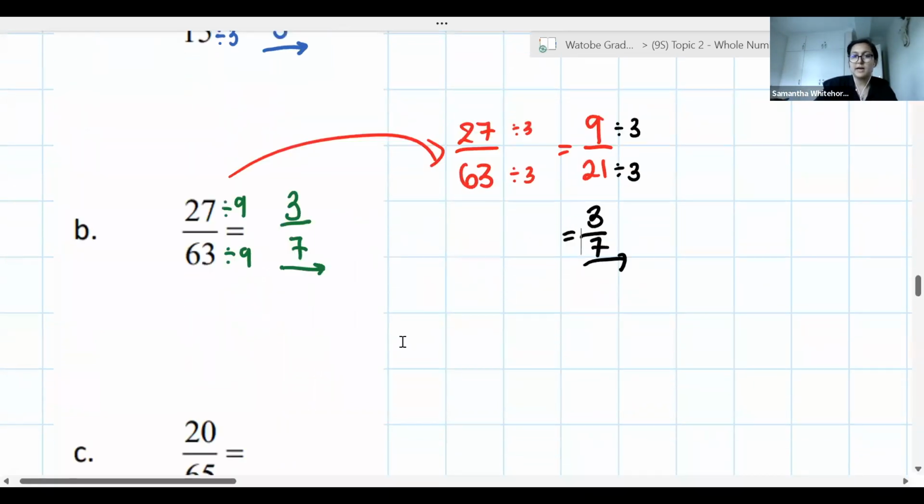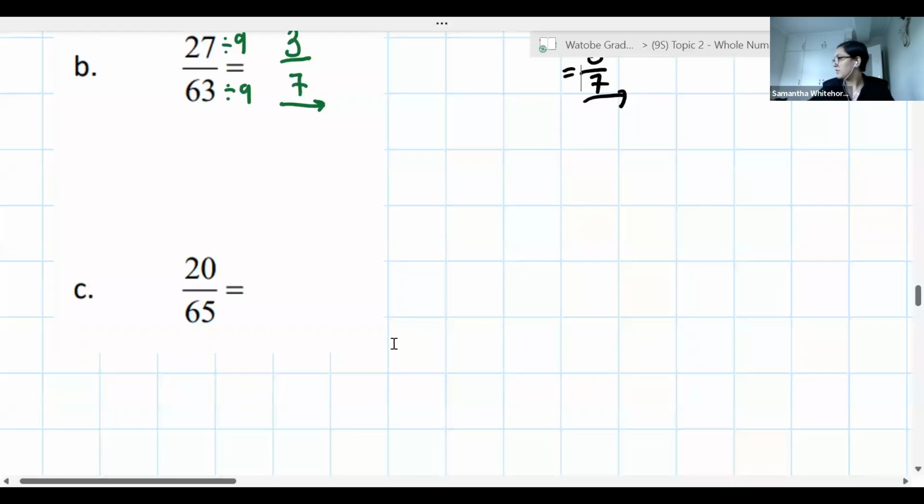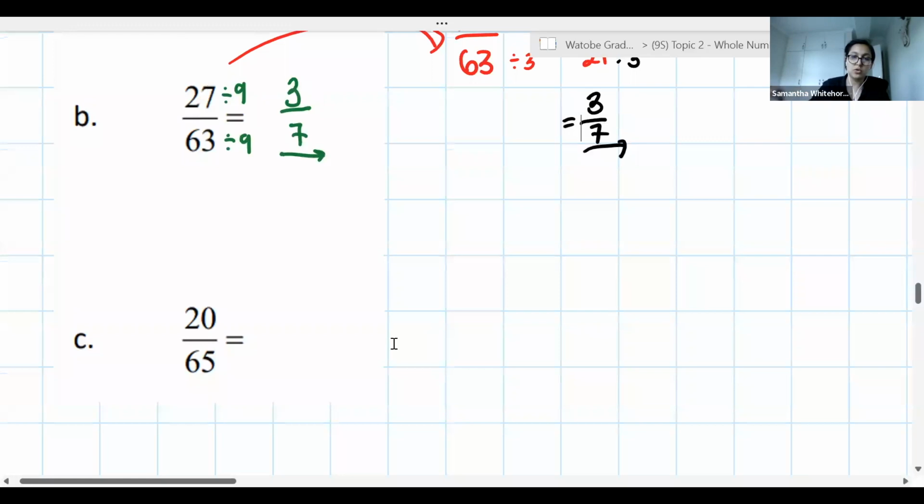Right, so let's try question C over here. We've got 20 over 65. Again, I'll leave B up, and I will make this a bit smaller so you can screenshot all of them. Don't worry. Ask yourself, what number can you divide, or what is the highest common factor between 20 and 65? What is the biggest number you can divide into both?